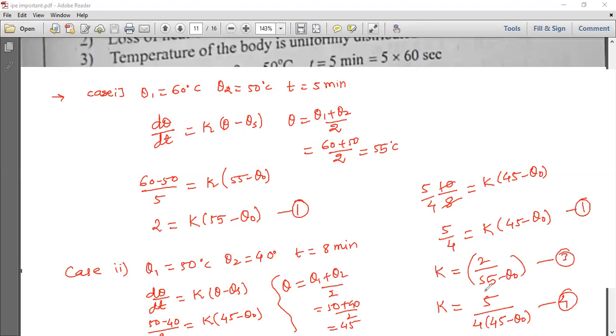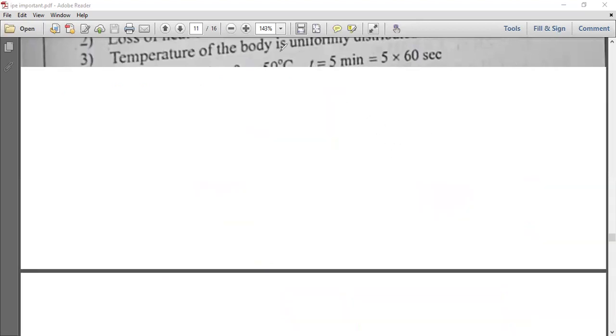Okay. Just equate these two and find out θ naught. You will get the answer. Do it yourself. Understood? Clear? So note down this problem. Do it yourself. Okay. Clear? Okay. Now next.